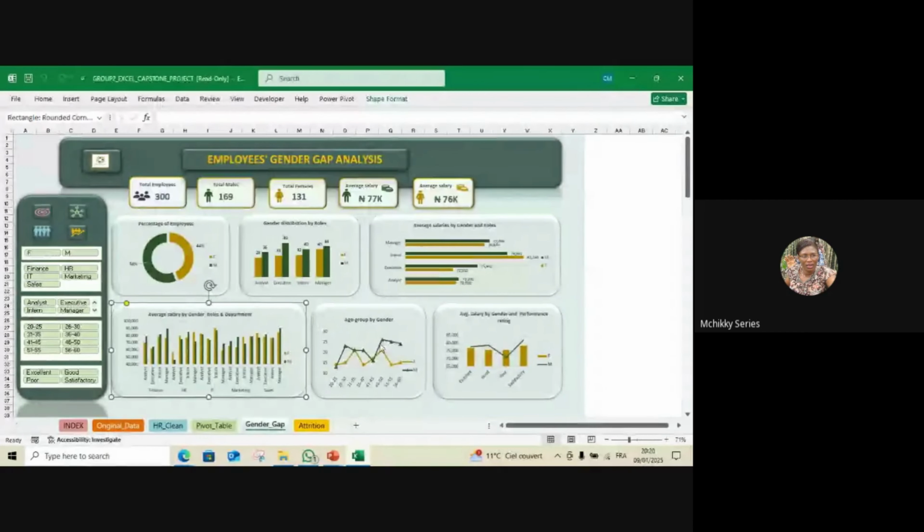Then when you look at the age group, we categorize the age group by gender. Most of the staff are aged from 41 to 60, and they're mostly male. You have a lower number of females and males between the ages of 20 and 25.